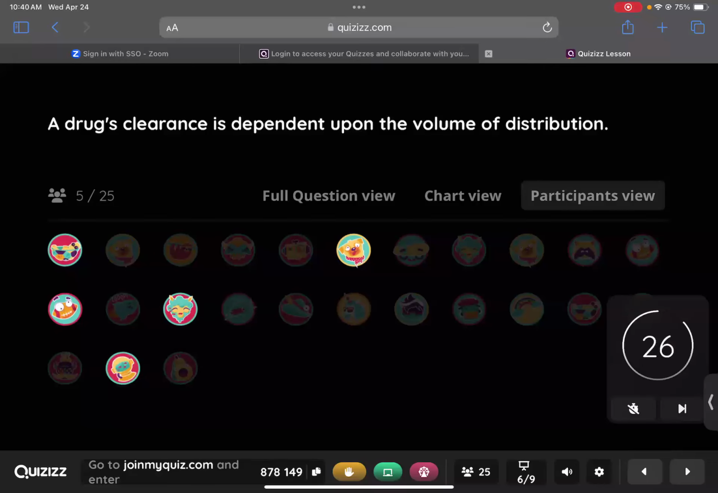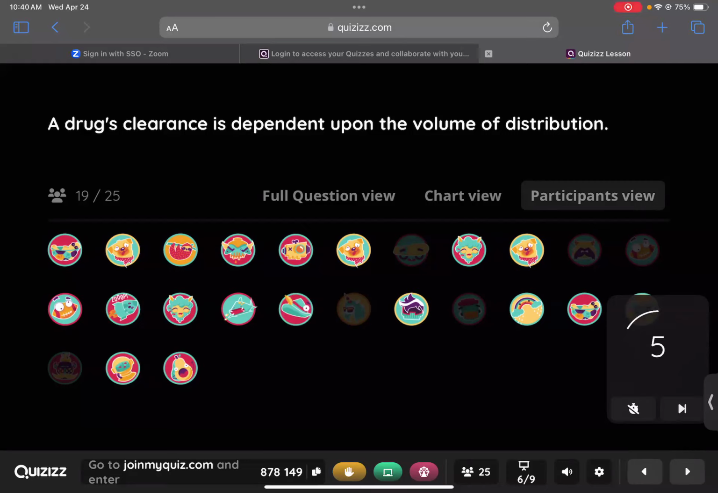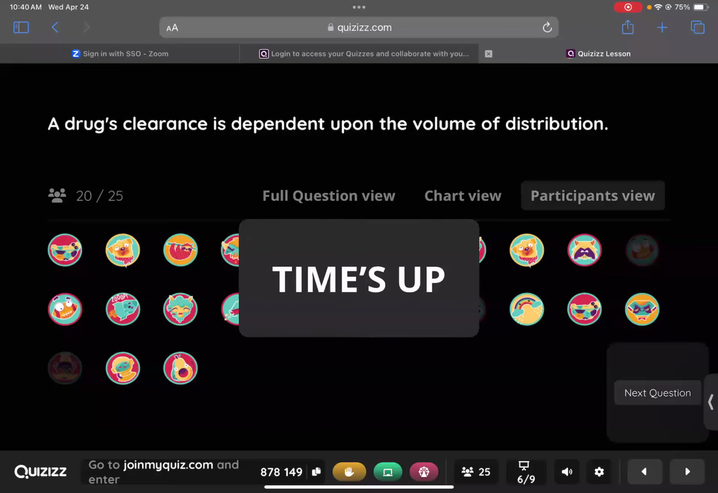Another dependent, independent variable situation. Hopefully this is easy. Is a drug's clearance dependent upon the volume of distribution? If you think so, you would say true. If you don't think so, you would say false.